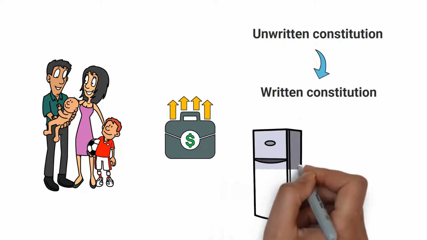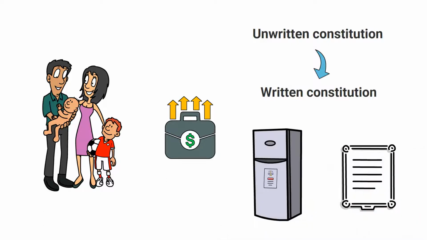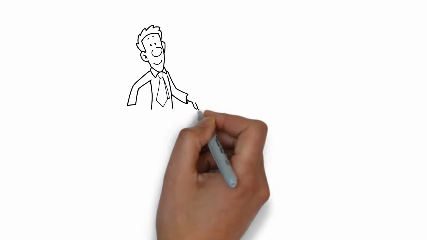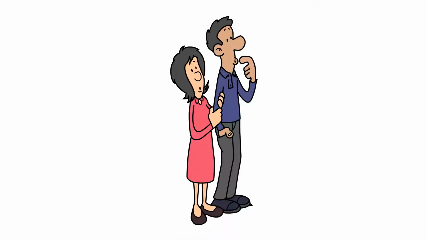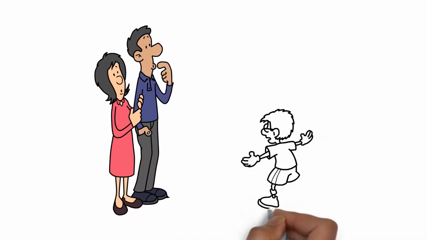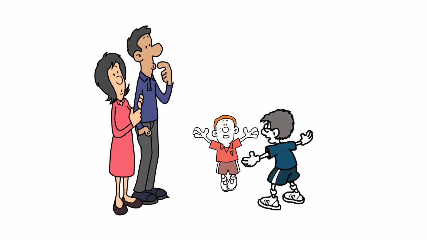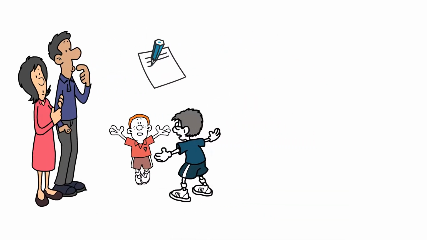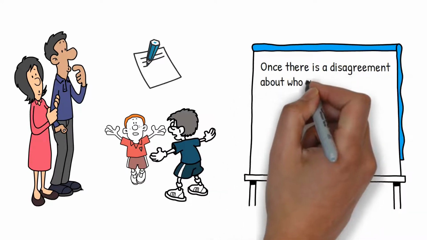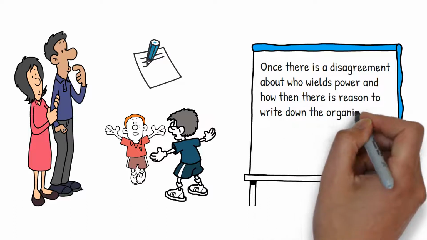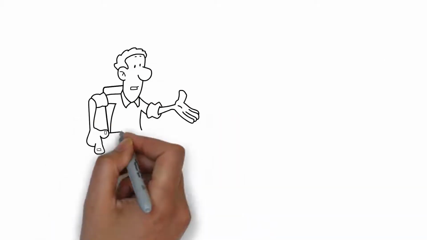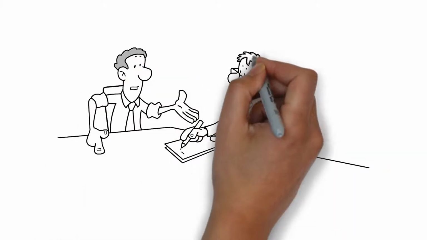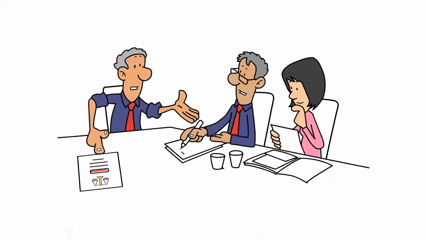What would make a family or business write out its constitution and post it on the fridge or the bulletin board? What prompts such an official act is a challenge to the way things have been till now. If one spouse wants to change the pre-existing power dynamic in the household, or if the children start arguing about their roles, duties, and rights in the family, that might prompt the parents to write down the rules that govern this family. That is, once there's a disagreement about who wields power and how, then there is reason to write down the organization's unwritten rules so that everyone can see that this is the rule. So in the future, instead of arguing and renegotiating and redeciding every time anew, all the members of this organization can point to the rulebook, the written document, to avoid or settle arguments.